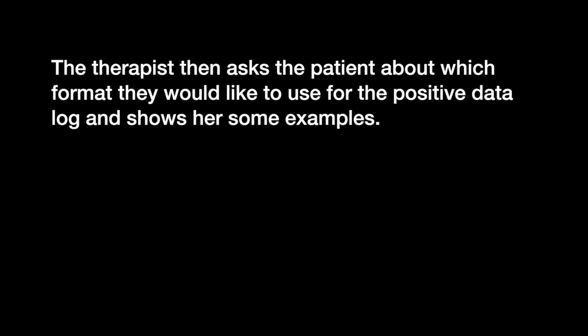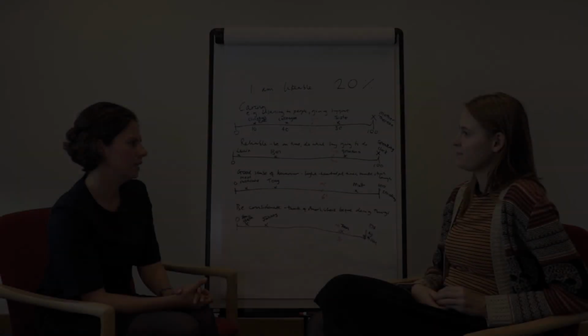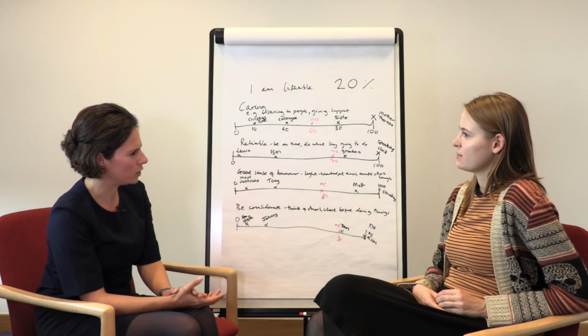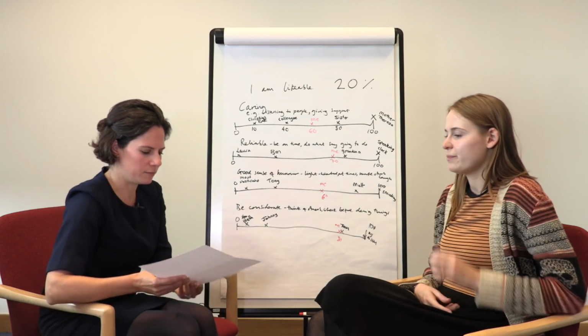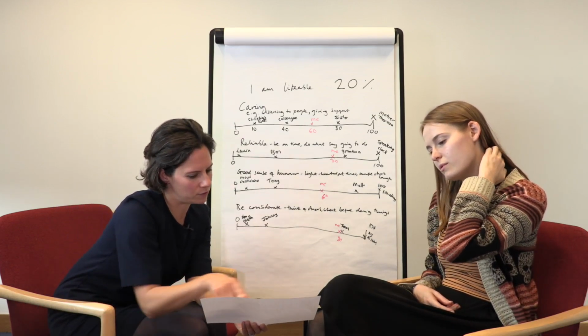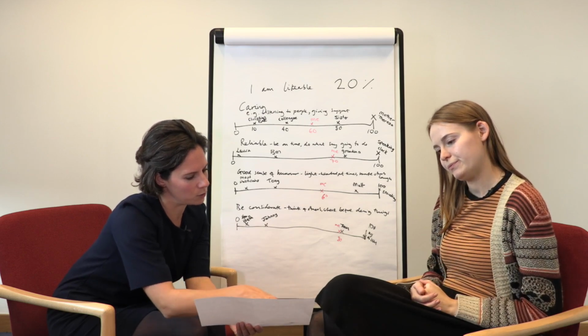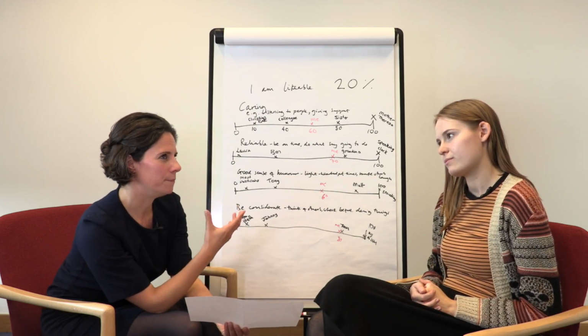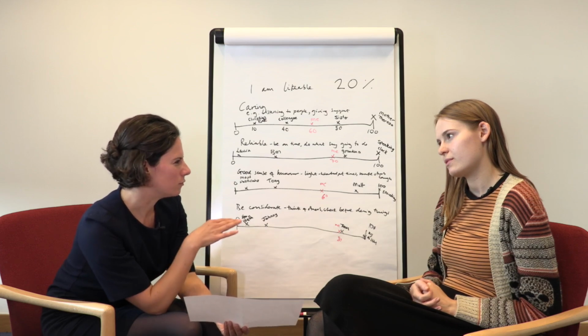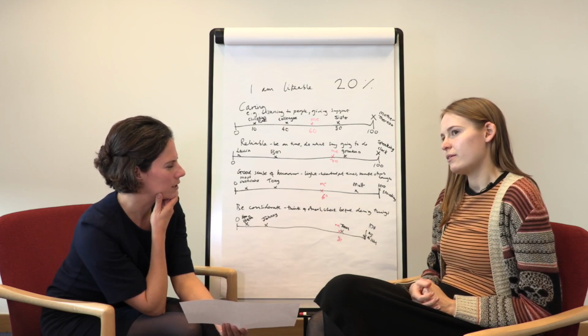The therapist then asks the patient about which format they would like to use for the positive data log and shows her some examples. And have you got an idea of which kind of format you'd like to do it? So I've got an example of one of the crib sheets here actually. Yeah. So there could be something a bit like this with a table, but we just have to come up with the qualities and we could tick them, or would you rather do it a bit more openly or write it in your journal? What do you think would be most helpful for you?